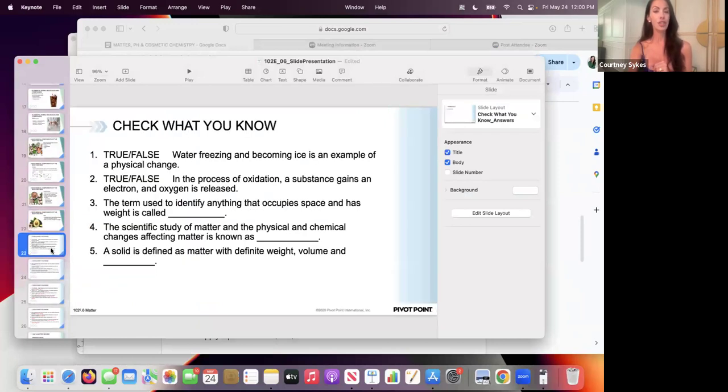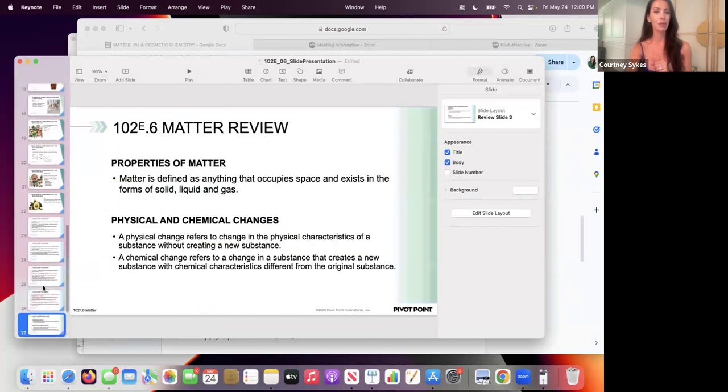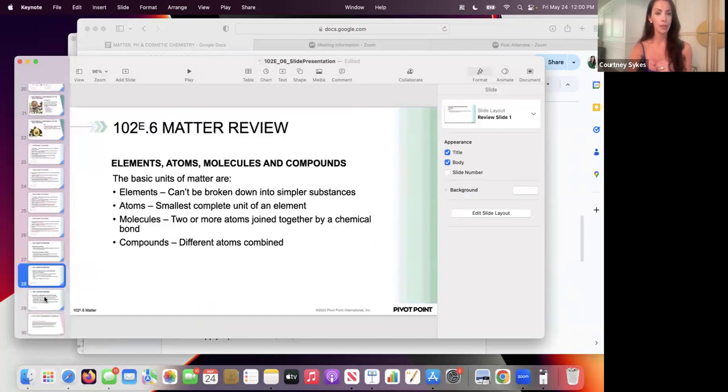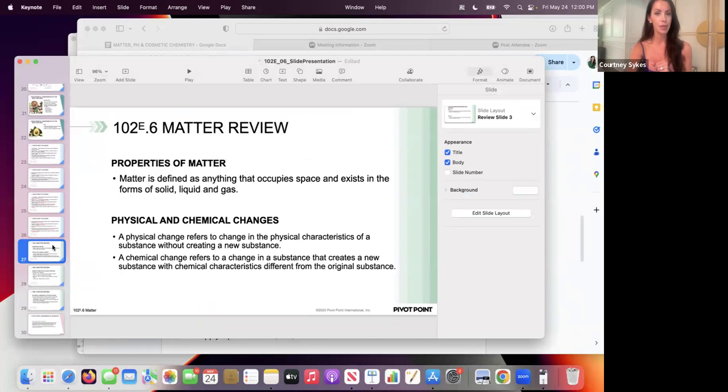Okay, this is your check what you know. These are some fun little questions, and it tells you what page they're on from our Pivot Point textbook. Let's make sure we get over here as a review. Perfect. So properties of matter, just as a quick review.